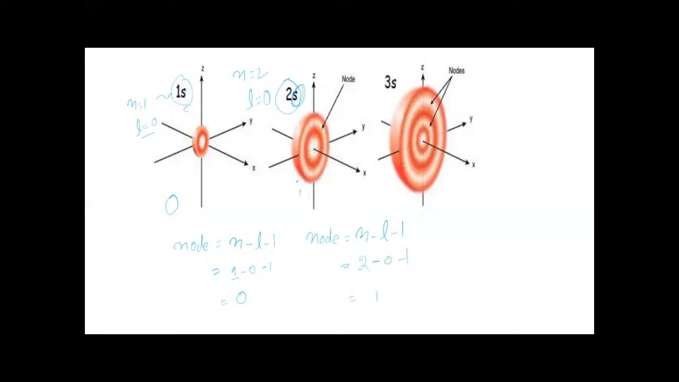Now for 3s, the number of nodes is n minus L minus 1. Here the value of n, the principal quantum number, is 3. The value of L, the azimuthal quantum number, is 0. 3 minus 0 minus 1, the net value is 2. So the number of nodes in 3s is 2. You can see in 3s there are 2 nodes, whereas in 2s there is only 1 node. Okay, now for the p orbital, all the p orbitals are dumbbell in shape.